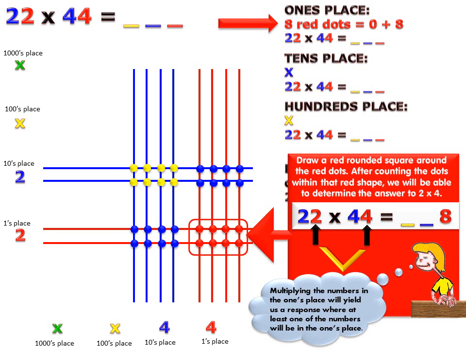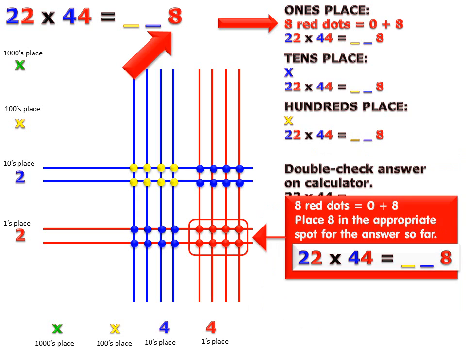Now we're writing that in above. 8 red dots equals 0 from the tens place plus 8 in the ones place. So now we can write in our answer so far, placing 8 in the appropriate spot for the answer. 8 goes in the ones place.